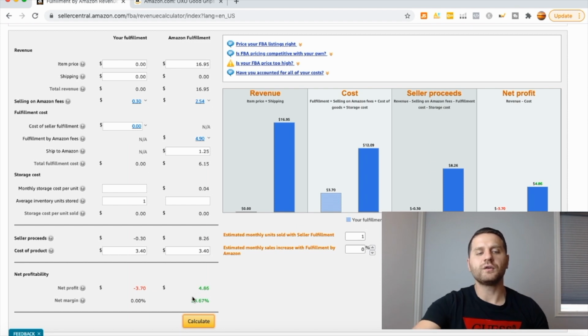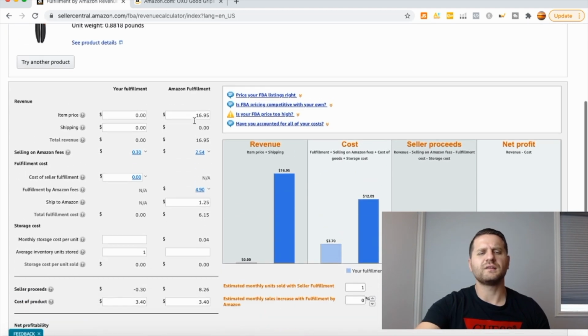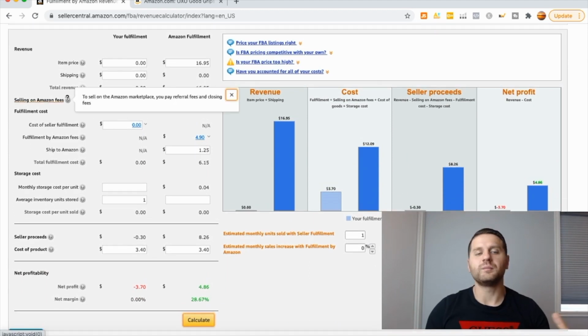Besides this over here, the first fee is going to be selling on Amazon fees, which is going to be 15% off $16.95. It is going to be around 7% to 15%, depending on the category that you are selling in. So it's going to be 15% for this category, and we are in the category for garlic press in the kitchen and dining. And selling on Amazon fees, over here it says to sell on the Amazon marketplace, you pay referral fees and closing fees. So this is going to be a third-party referral fee because we are selling on Amazon as a third-party seller. It's going to be the commission that we are paying to Amazon because we are selling on their platform.